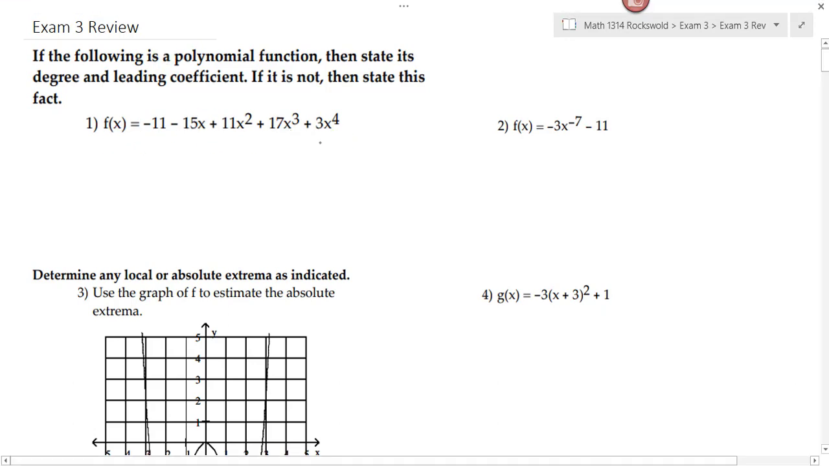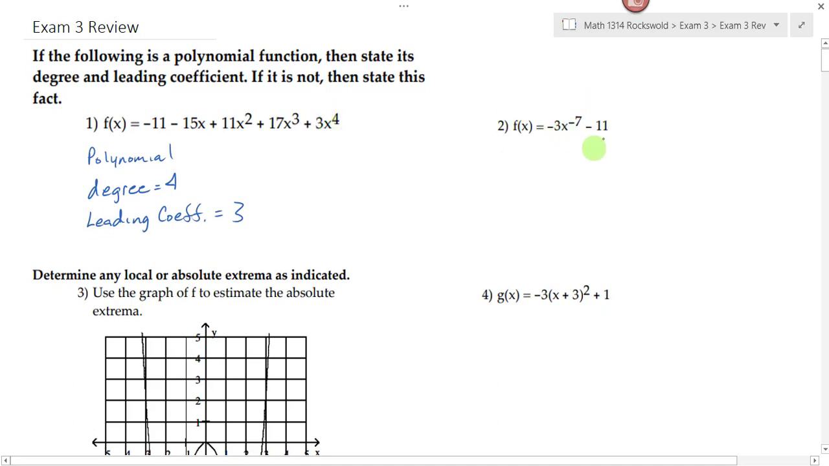What's the requirement in order to have a polynomial function? All of the powers on x have to be what? Positive integers. They can't be fractions. So is this a polynomial function? What is the degree of this polynomial function? The degree is the highest power on x, and then what's the leading coefficient? The leading coefficient is the constant that the highest power of x is being multiplied by.